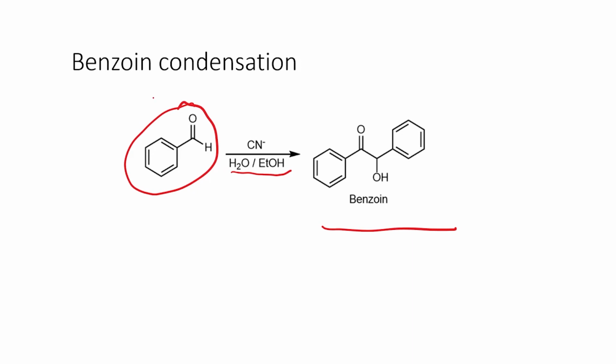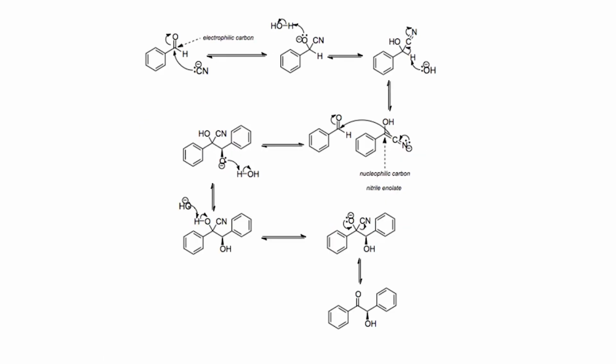And now the next step of this reaction is going to be interesting. You have a carbon-carbon bond between benzaldehyde and another molecule of benzaldehyde. So with that, let's look at the mechanism. Cyanide attacks here, it forms a cyanohydrin. And then the intermediate as shown here is going to react with water. The alkoxide is going to react and give you the cyanohydrin.